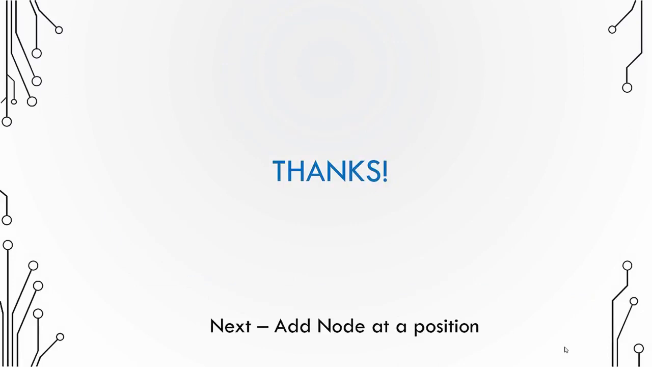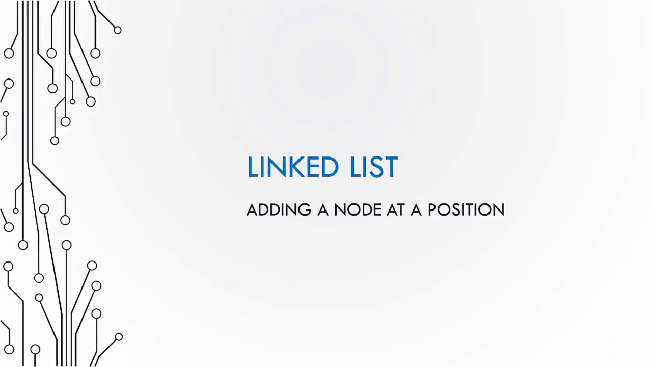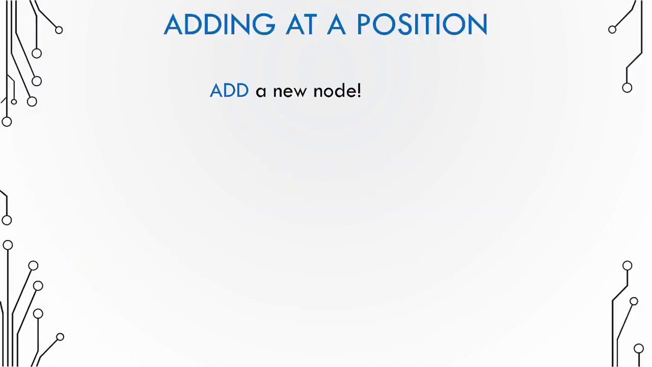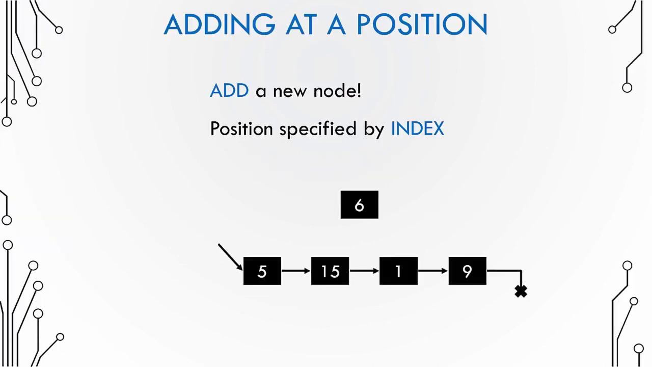The next video would be about addition of a node at a specific position in a linked list. In this video, we'll be checking how we add a new node at a particular position in a linked list. So we have to add a new node at a position specified by an index, and the node can be added at an arbitrary position.